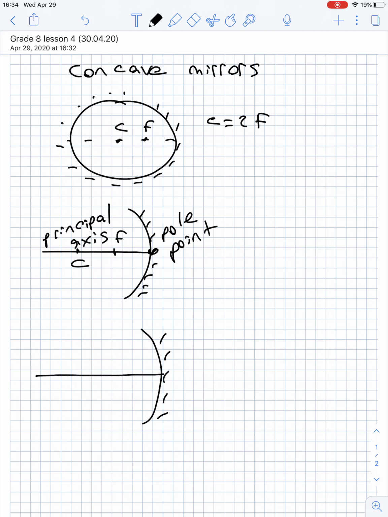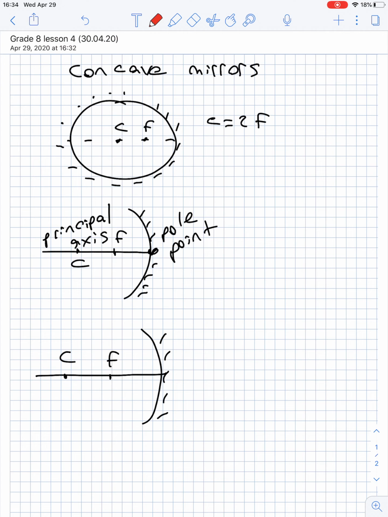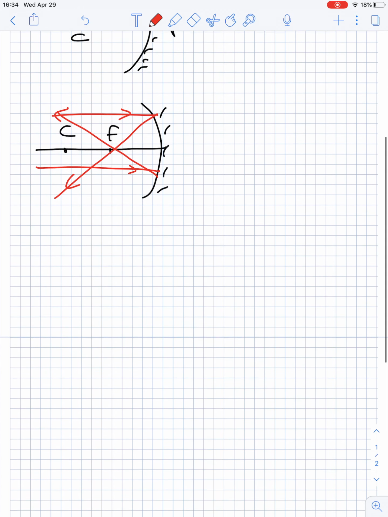Always for concave mirrors, all parallel lights will reflect through the focal point. For example, this is a parallel light. It will reflect through the focal point. Another parallel light, it will reflect through the focal point.